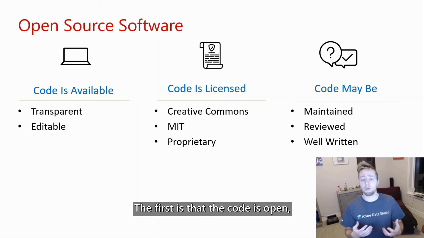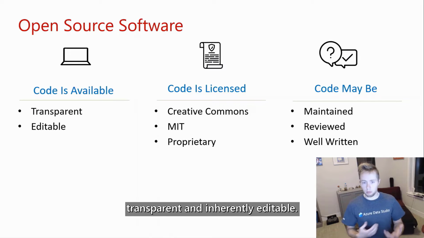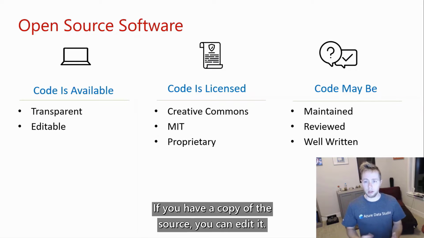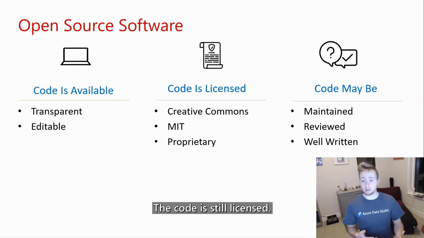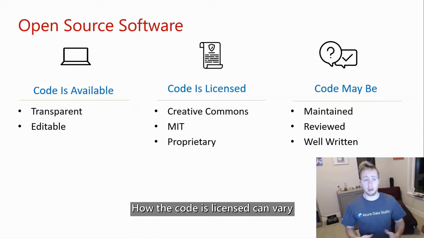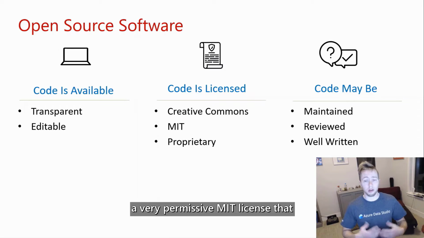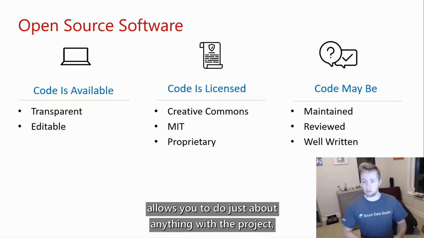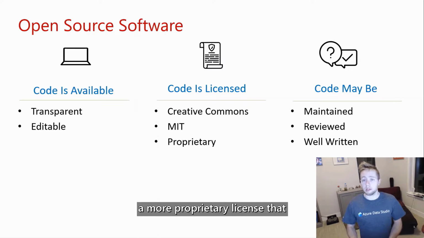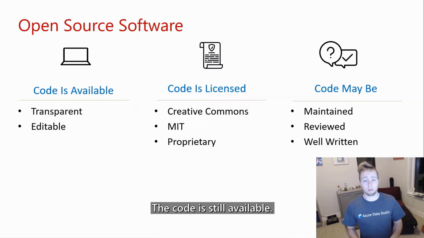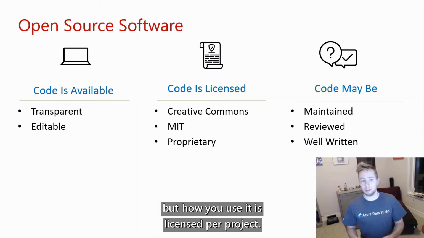The first is that the code is open, it's available, and so that makes it transparent and inherently editable. If you have a copy of the source, you can edit it. Now, that doesn't mean that you can do anything you want with the code. The code is still licensed. How the code is licensed can vary very widely by different projects, and so it's an important thing to keep in mind, whether it's a Creative Commons or a very permissive MIT license that allows you to do just about anything with the project. And then there are many projects that also have a more proprietary license that restricts what can happen with the code. The code is still available, the code is still transparent to you, but how you use it is licensed per project.